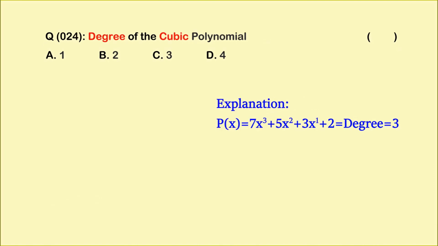Question number 24. Degree of the cubic polynomial. So you can write cubic polynomial as 7x to the power of 3 plus 5x square plus 3x to the power of 1 plus 2. It has degree 3. So cubic polynomial has the degree 3. So the right answer is C.